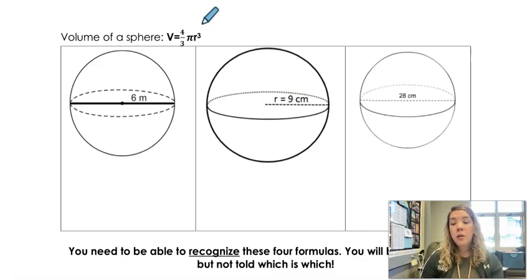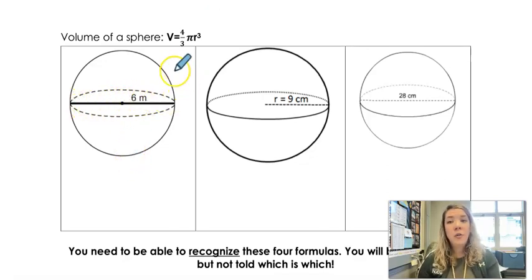So again, you got to make sure that you're using radius and not diameter. So on this first one, they give us diameter. It's all the way across. So if I take 6 divided by 2, that would give me 3. So for my formula, I would have 4/3 pi 3 cubed.